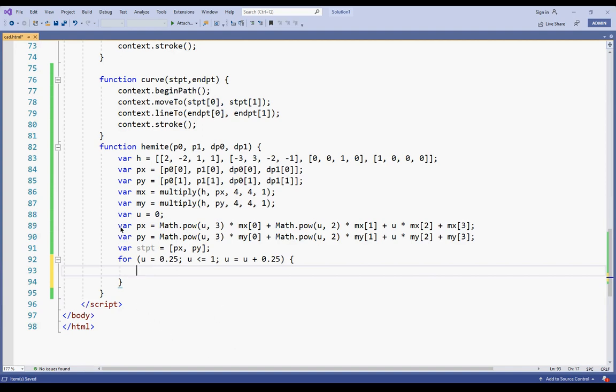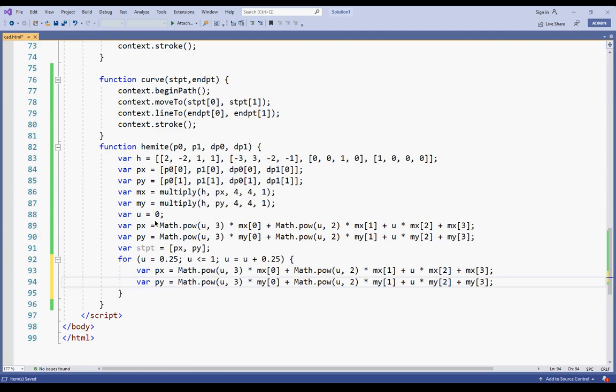So what I do, I'll copy and paste this equation again and put it here. If you remember, initially u was 0, so I got my start point. But in this case, I am going to get a second point because u is starting from 0.25. So I could say var endpoint is equal to px comma py.